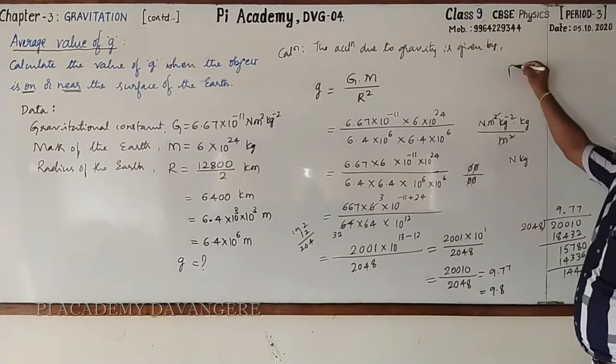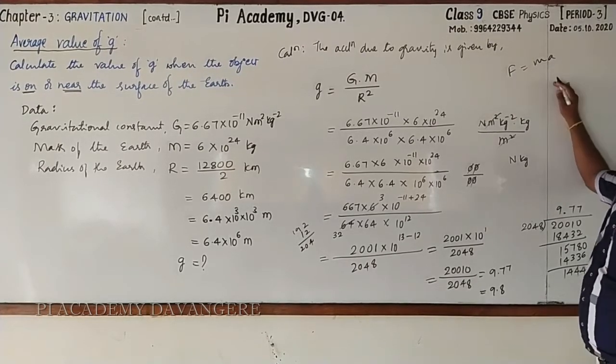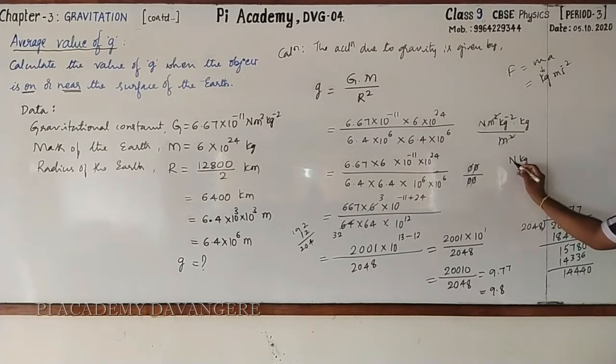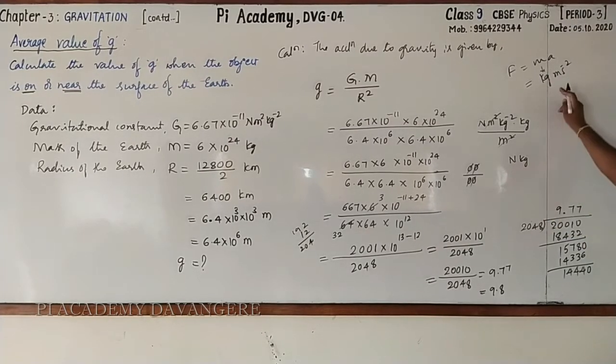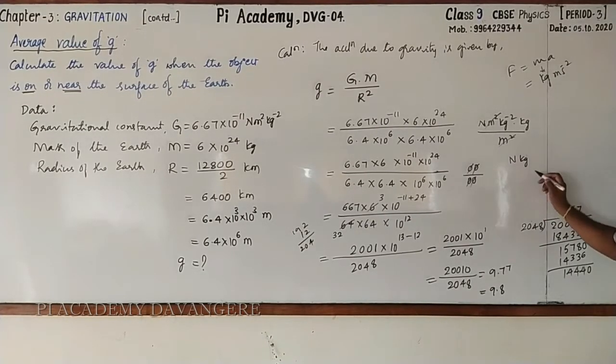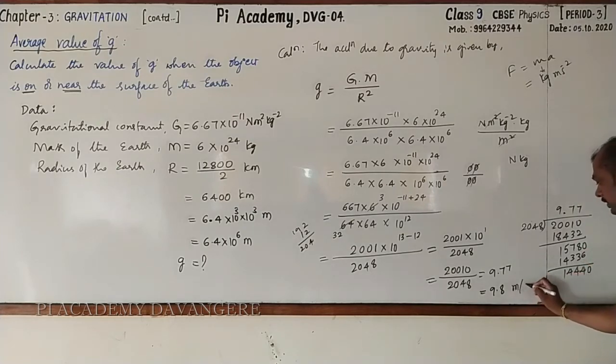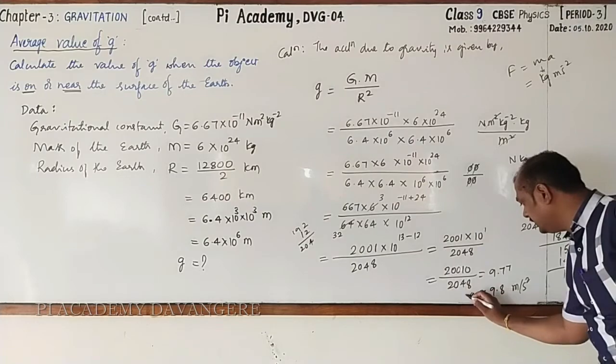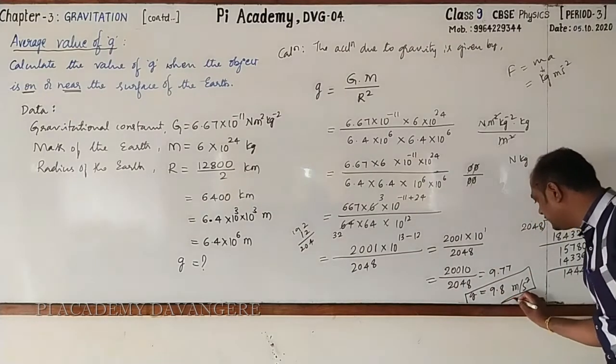But we all know that F is equal to m into a. Mass is in kg, its unit, and acceleration is meter per second square. So then how do we go about writing this? We can just write meter per second square only. Understood? Yes. So therefore the value of g is 9.8 meter per second square.